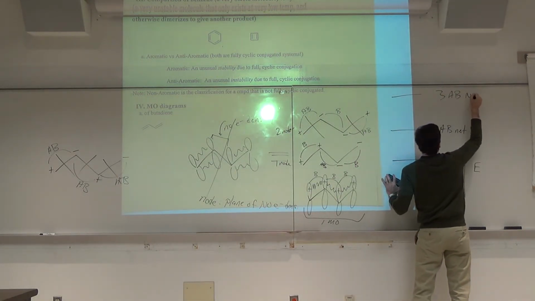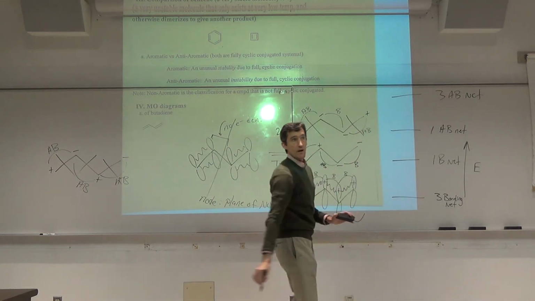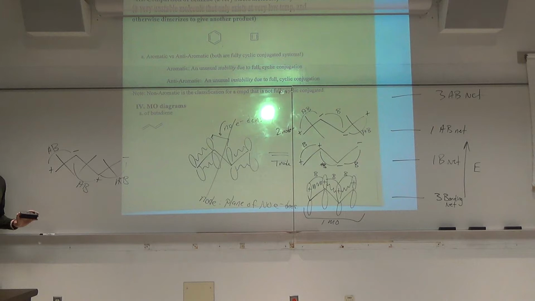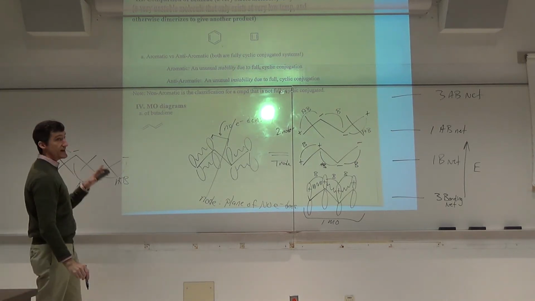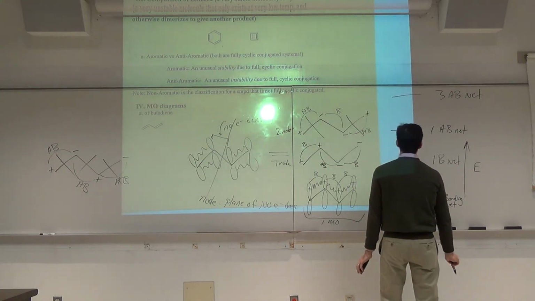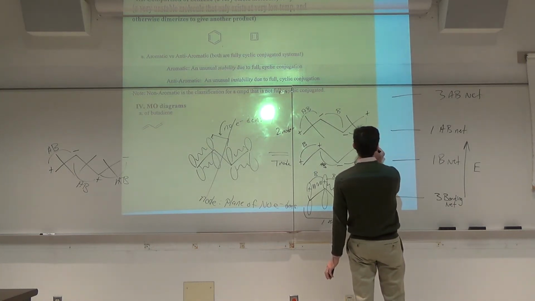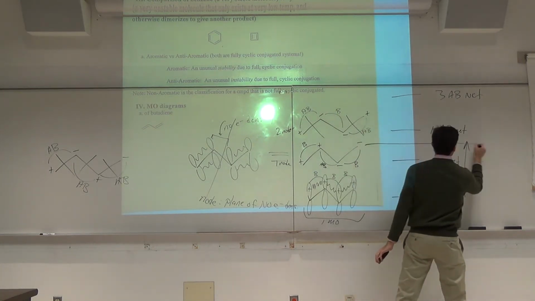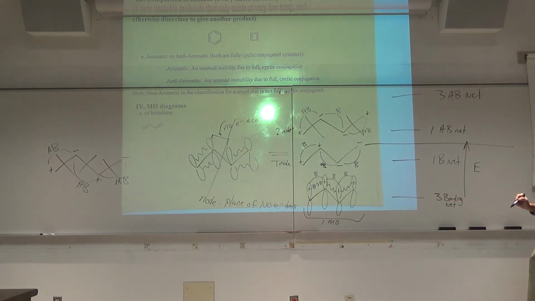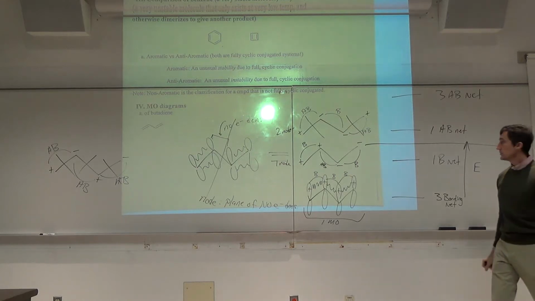3AB net. That's the worst. That's actually where there's no good overlap anywhere. That's a bad MO. Okay. Your energy, there's always going to be an energy line that cuts symmetrically through here. Those that are below the midline are going to be bonding molecular orbitals. Those that are above the midline are going to be anti-bonding molecular orbitals.